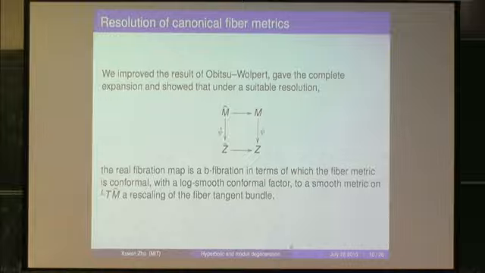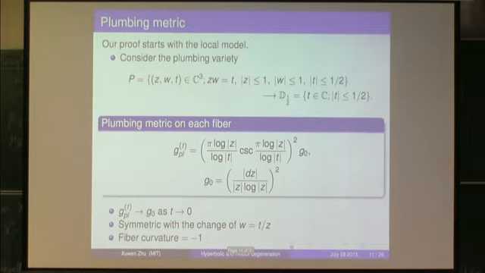So first thing we want to do is find a space such that the metric can be smooth, or at least log smooth on it. How we do it is we first focus on the local model. For the local model, we focus on the plumbing variety, which is a degeneration of this hyperbolic cylinder into two normal crossing disks.